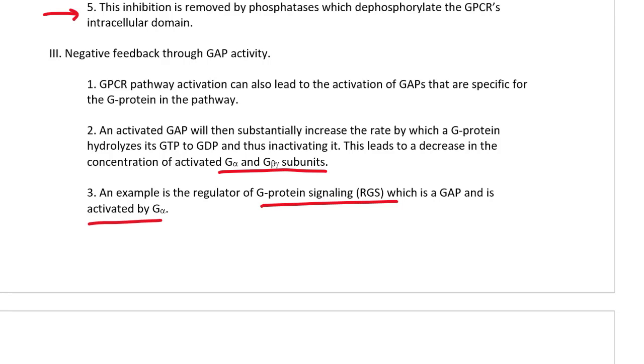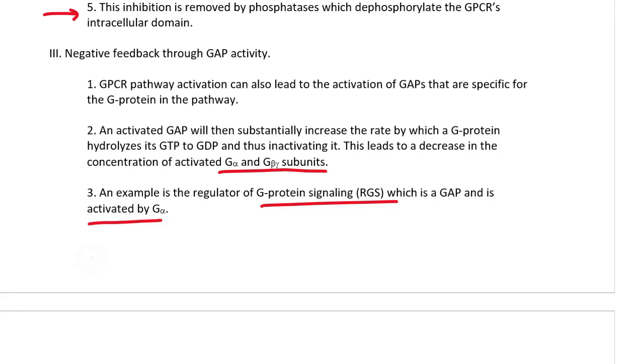So in this case, the activation of G alpha leads to the activation of the regulator of G protein signaling, RGS, which itself goes on to inactivate the G alpha by increasing the rate by which the G alpha hydrolyzes the GTP to a GDP.